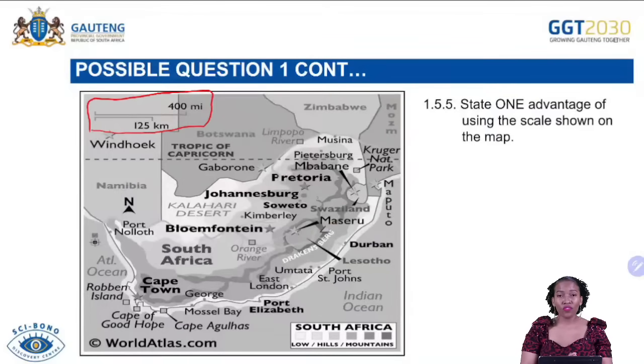So to answer this question for the last time, the advantage of working with a bar scale is that even when a map is reduced or enlarged, the bar scale will still remain accurate. That is how you answer this question.